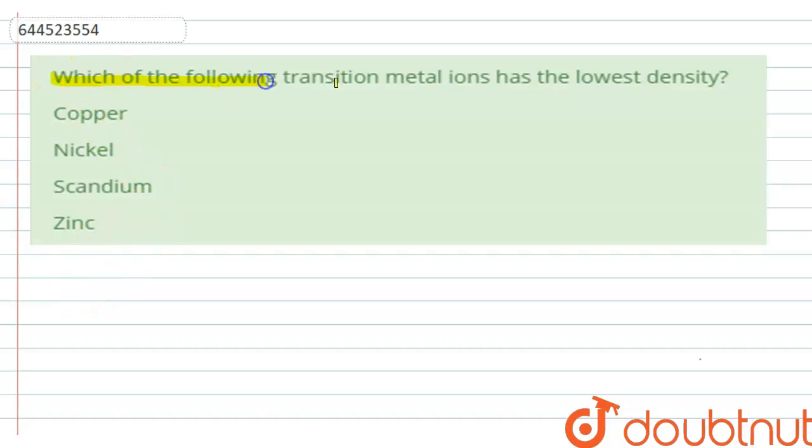Hello students, first of all let us look at the question. Which of the following transition metal ions has the lowest density? And we have been given here copper, nickel, scandium and zinc. And out of all these four elements, we need to find out which one will have the lowest density.